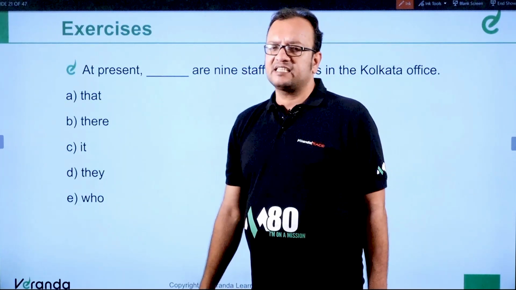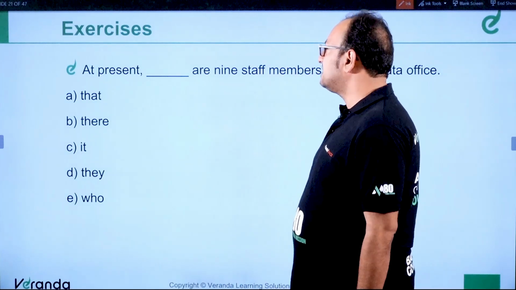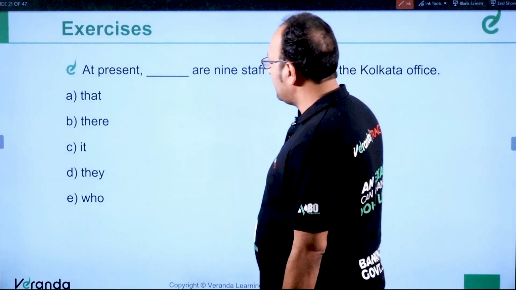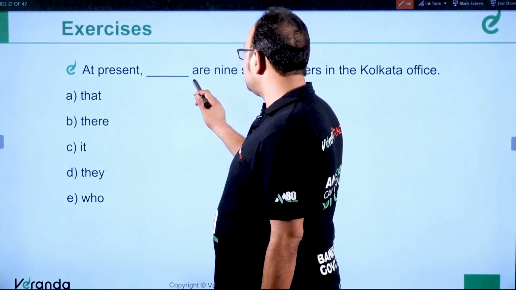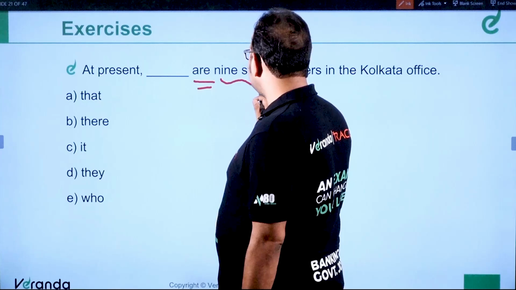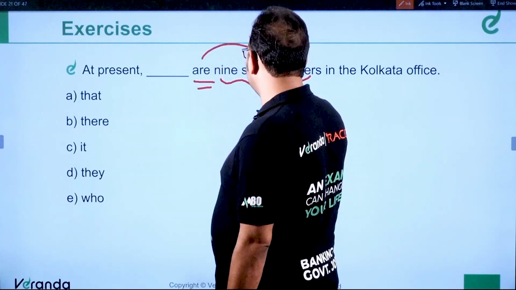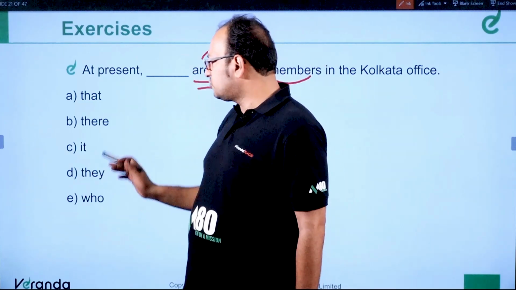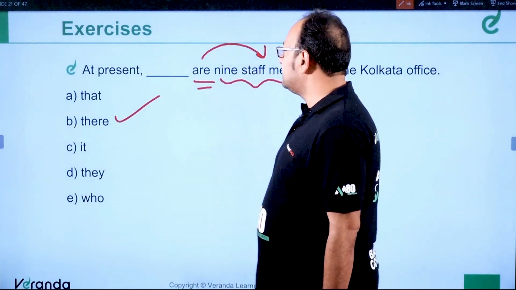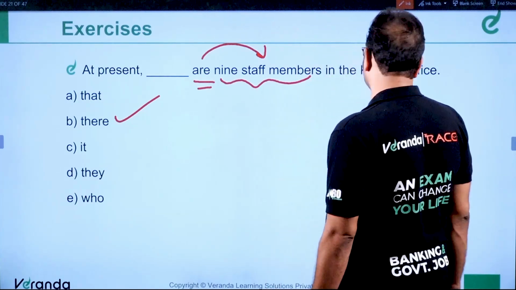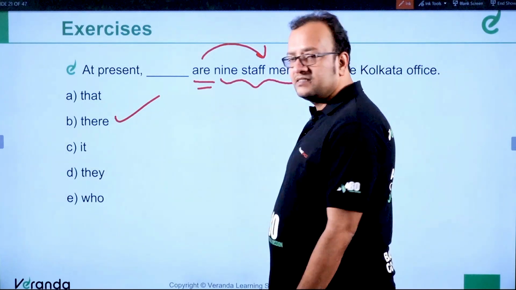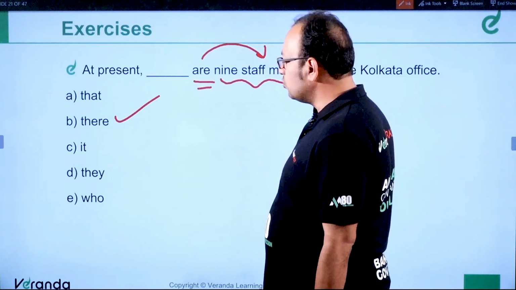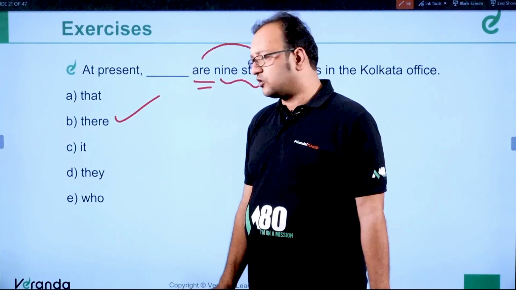So some questions, exercise. Let us start the exercises. At present, dash are 9 staff members in the Kolkata office. At present are, okay, see there, the 9 staff members comes after the verb. So here it should be an adverb. Basically, the verb is preceded by the adverb there. At present, there are 9 staff members in the Kolkata office. Clear? There are. Not that are, it are, they are, who are. They all are irrelevant options.